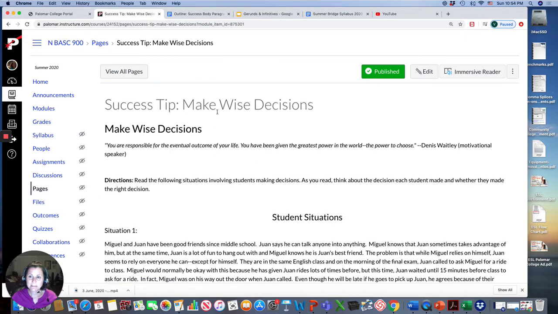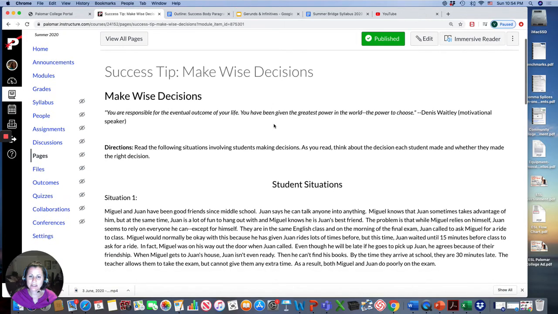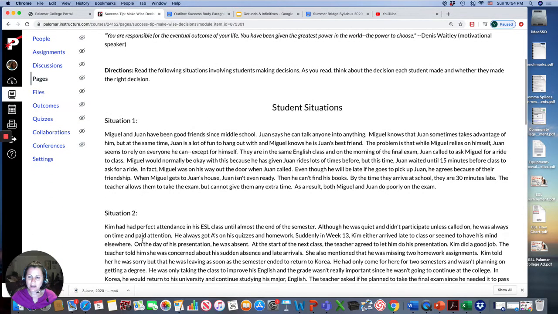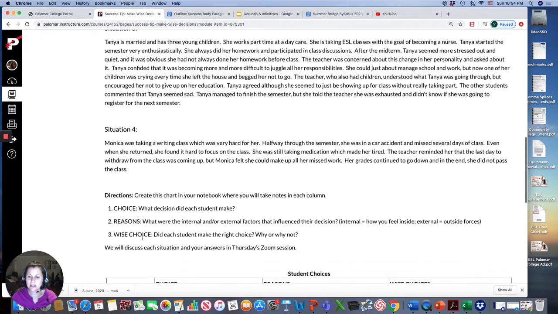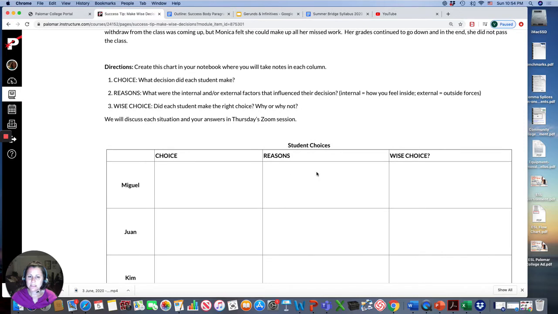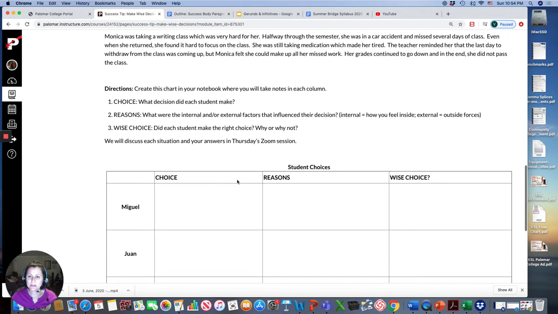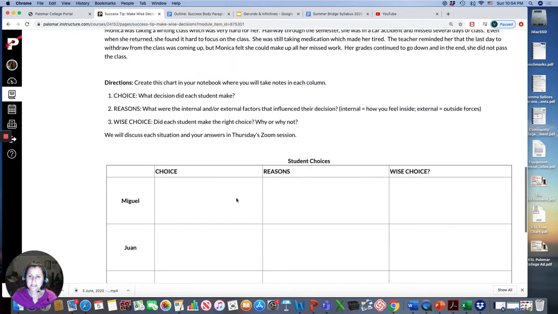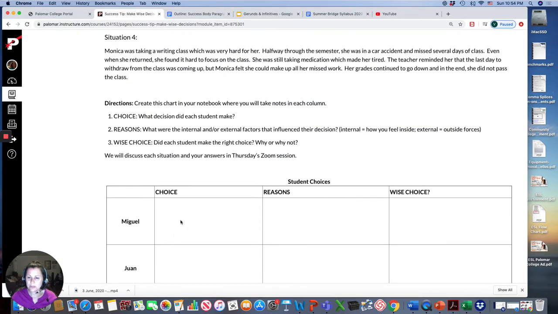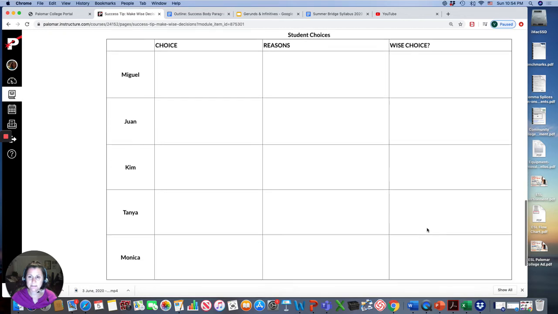And the success tip is all about making wise decisions. So these situations are about some students and some decisions they had to make. And in our Zoom session, we're going to be talking about them. So you can make this chart in your notebook before our Zoom session on Thursday. And we'll discuss what choice they had to make, what were the reasons, and whether we think it was the wise choice, meaning smart choice, or it wasn't a good choice.